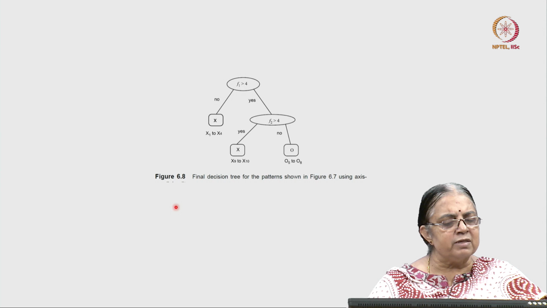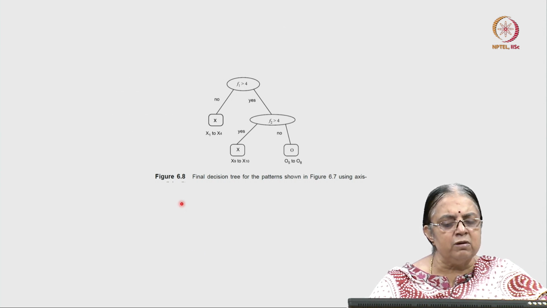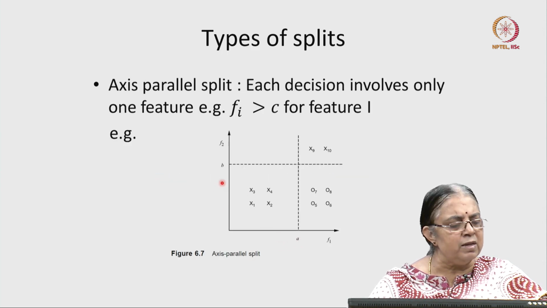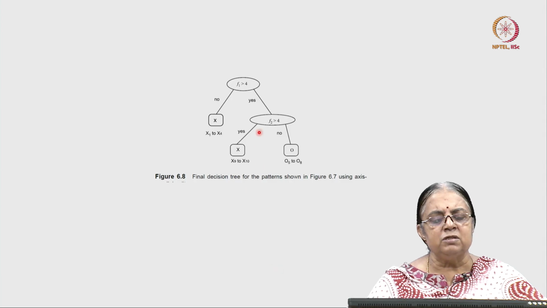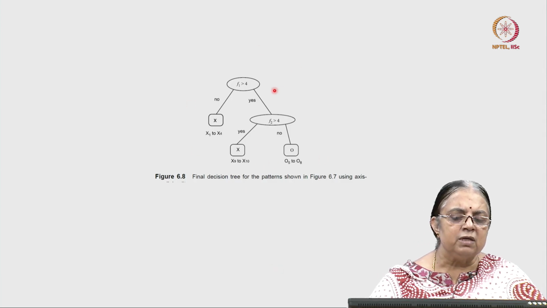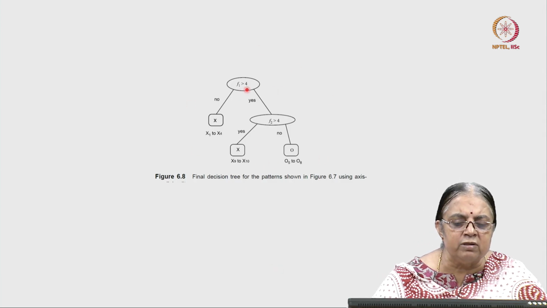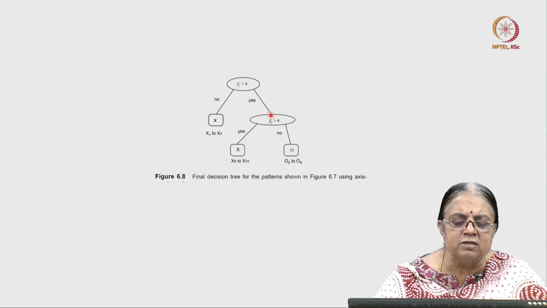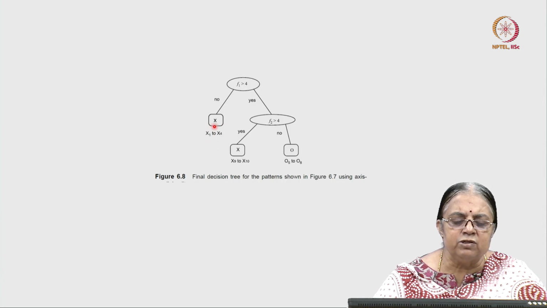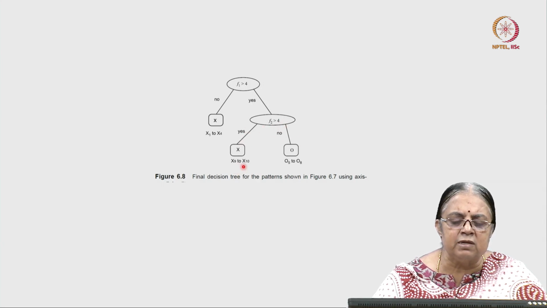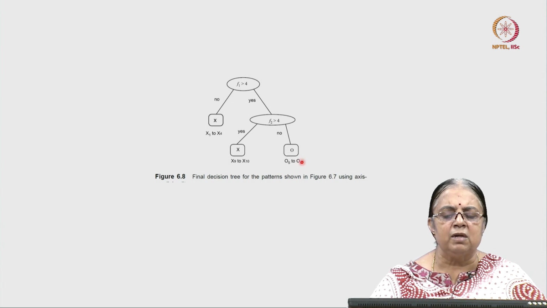So, if you have an axis parallel split, okay, so here we have actually A and B. Okay. So, this is the decision tree you are going to get. Is f 1 greater than 4? If it is no, then it is x 1 to x 4, okay, which belongs to class X. Otherwise, you take f 2 greater than 4, yes or no. If it is yes, it belongs to class X, otherwise it belongs to class O.